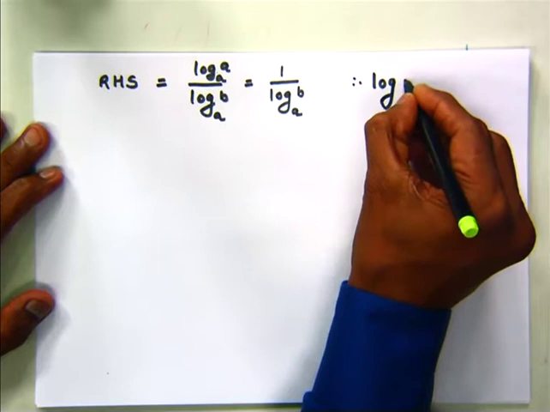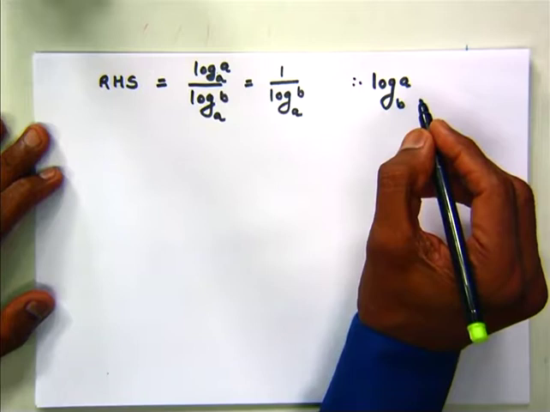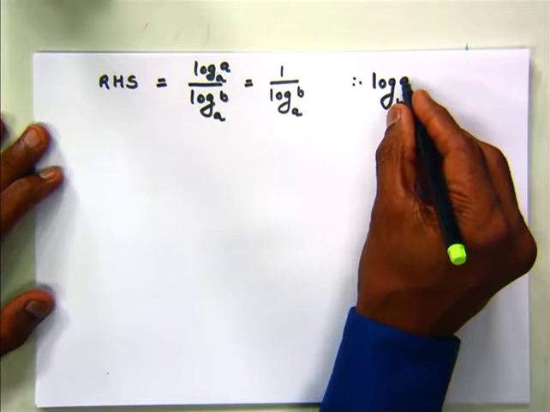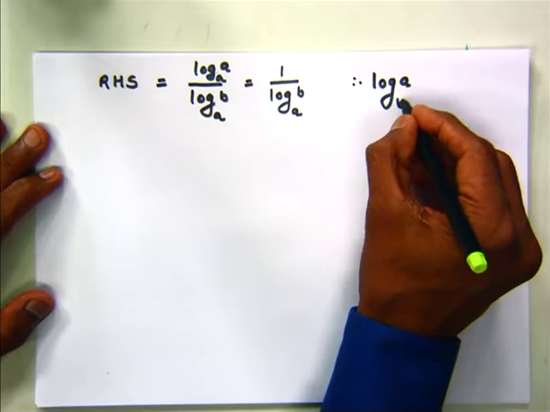logarithm of A with base B. Here you are taking logarithm of the number A with respect to the base B. You want to interchange, the number and the base.